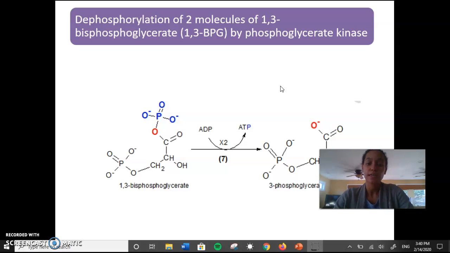Where we begin to gain ATP is in the dephosphorylation of 2 molecules of bisphosphoglycerate, or 1,3-bisphosphoglycerate, or 1,3-BPG. So the enzyme responsible here is phosphoglycerate kinase, and we see that the phosphate group is lost, and we get a 3-phosphoglycerate. In this reaction, the 2 molecules of 1,3-BPG yield 2 molecules of ATP.